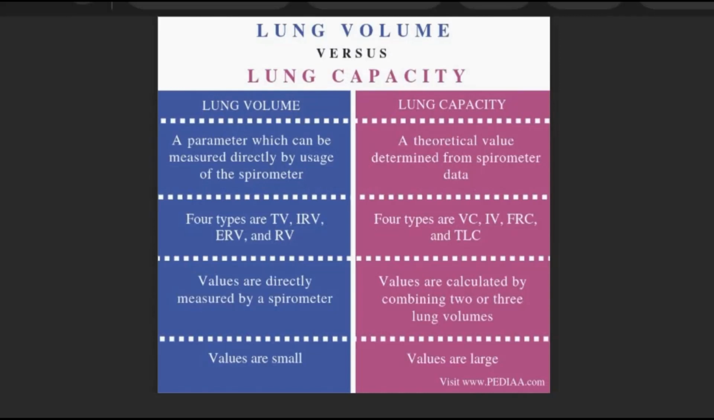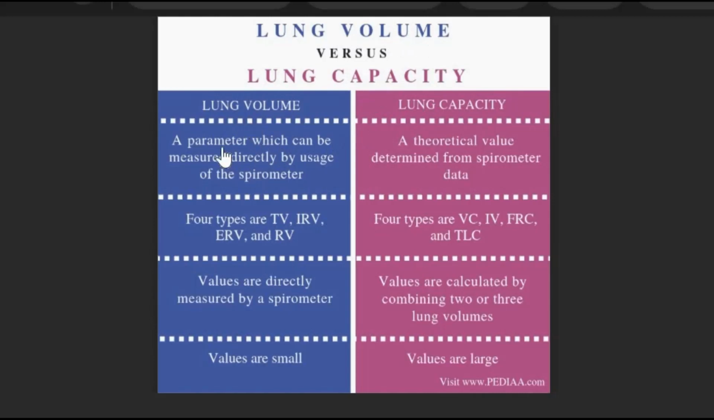Hi everybody. Today we will learn about lung volume and lung capacity. What is lung volume? Lung volume is the measurement of the lungs, and you obtain this value by using a spirometer. Whereas lung capacity is the capacity of the lung. It is a calculated value and you obtain this value by adding lung volume.